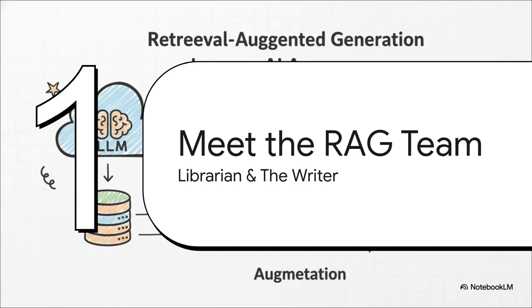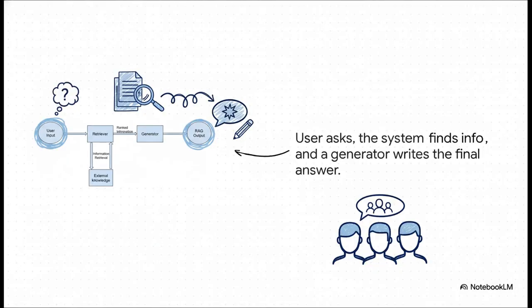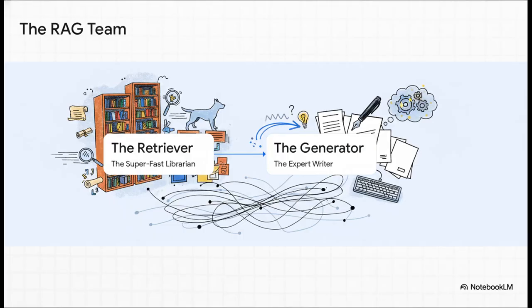So, how does this whole open book test actually work under the hood? Well, we can break it down into two key roles, a little team working together, a super fast librarian and an expert writer. At a high level, the process is surprisingly simple. First, you ask a question. Then the system searches an external knowledge source to find the most relevant information. And finally, it hands both the question and that information to a generator, which writes the final answer. So let's meet the team that makes this happen. Our two team members are the retriever and the generator. Think of the retriever as the researcher or the librarian, and the generator as the final author or writer. They have distinct but totally complementary jobs.